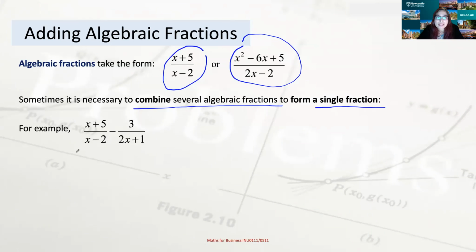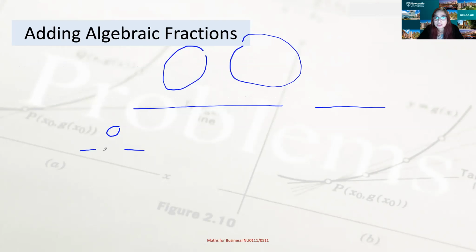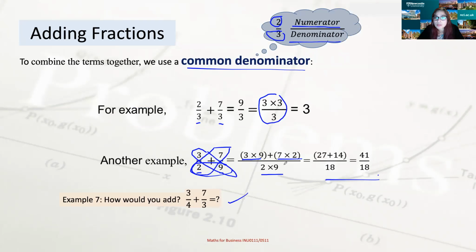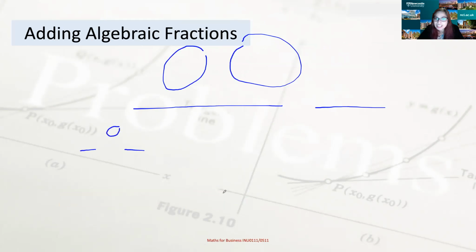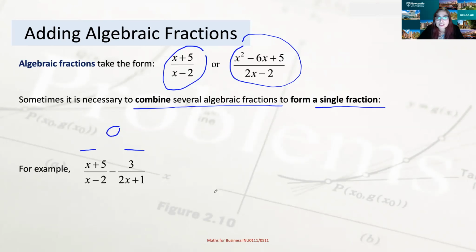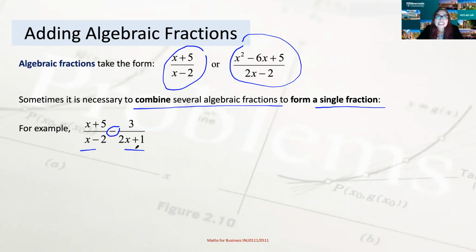For example, if I have two algebraic fractions here and I am subtracting them, how will you do it? The denominator is not the same. So what can you do? What did you do here when the denominator was not the same? You multiplied the denominators, and then in the numerator, you multiplied the first numerator with the other denominator, and then do the same thing for the next one.